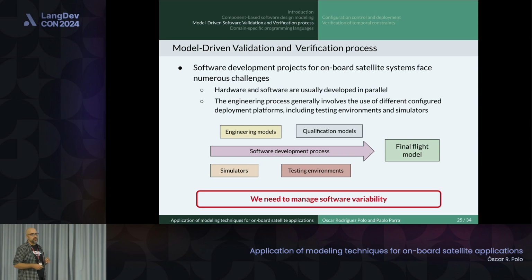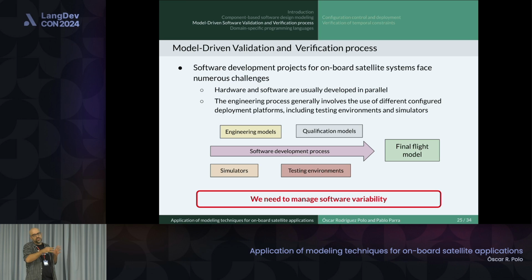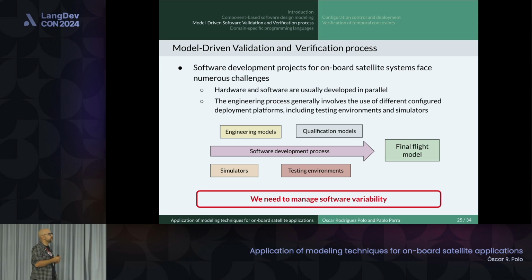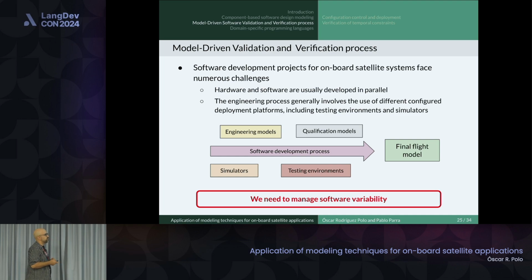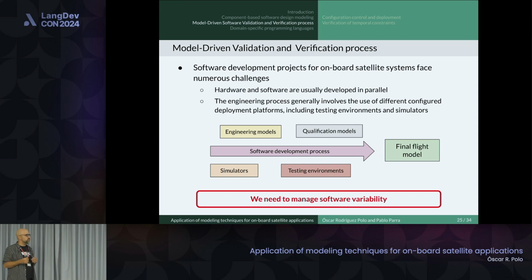So basically, to explain the main problem, when you develop software for onboard satellite systems, there are challenges that are specific to this domain and in general to the embedded system development domain, which is that hardware and software are usually developed in parallel. So during the whole development process, different hardware models are used, starting from simulator engineering models until you reach the final flight model, which is the hardware that is going to go to space.